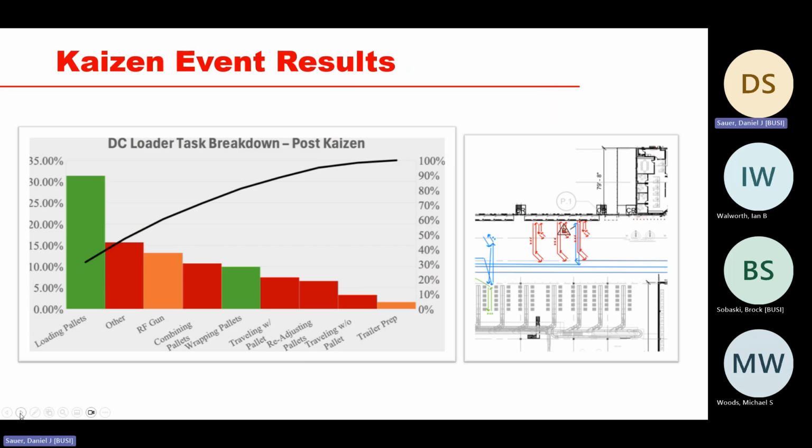So with that, we see our Kaizen event results of our loader task breakdown. They were spending almost 32% of their time loading pallets, and then the other value-added task was wrapping pallets, which is around 10% of the time, which gives them around 41% or 42% of their time doing value-added tasks. This is a significant improvement from their previous task breakdown. And then on the right, you can see with that sectioning off, the red lines are the loaders, and the loaders are staying much more closely to their designated areas, and they're picking up their pallets very closely to where they're actually being loaded on that dock.